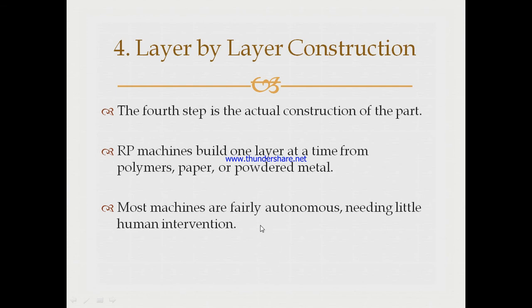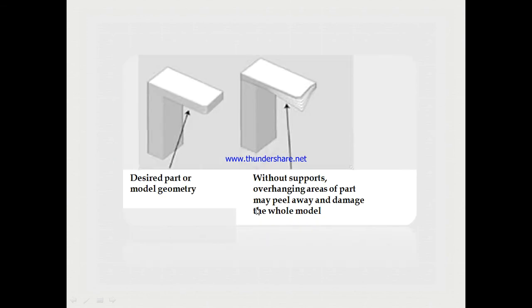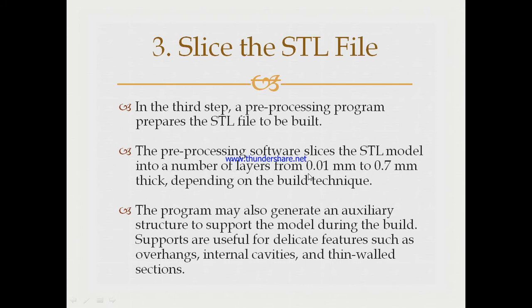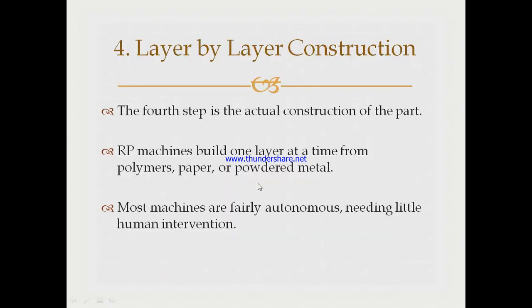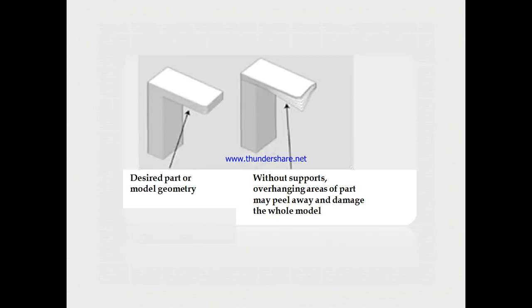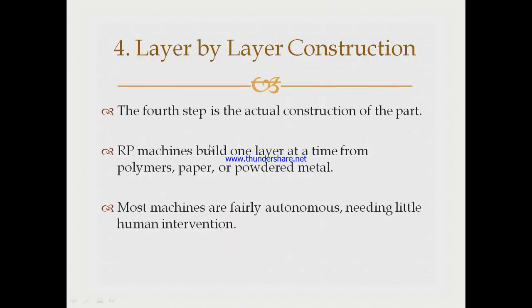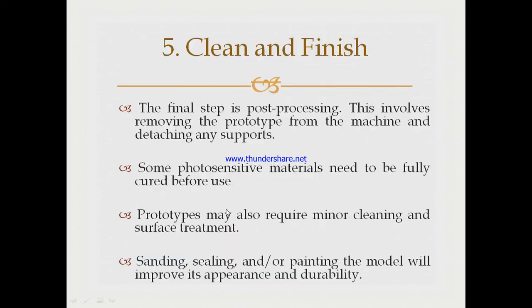In this particular case, as mentioned earlier, we can fix the layer size from 0.01 mm to 0.7 mm. Any type of layer from 0.01 to 0.7, and with this layer by layer construction we can manufacture the product.